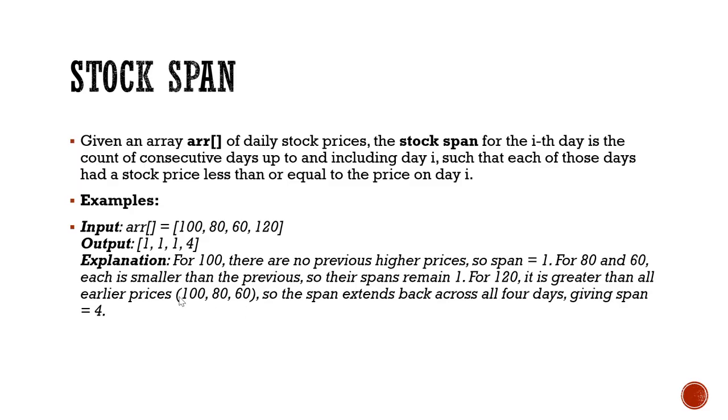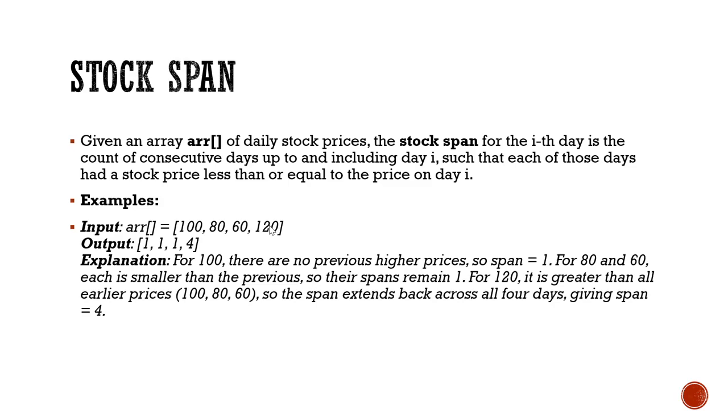If you have an array like 100 on day one, we have this price, day two 80, day three 60, and day four 120. Now 100 was a peak on day one. By default, the first element will always be 1, and 80 is a peak for one day, because 100 is greater than 80. 60 is a peak for one day because the previous day's 80 is greater.